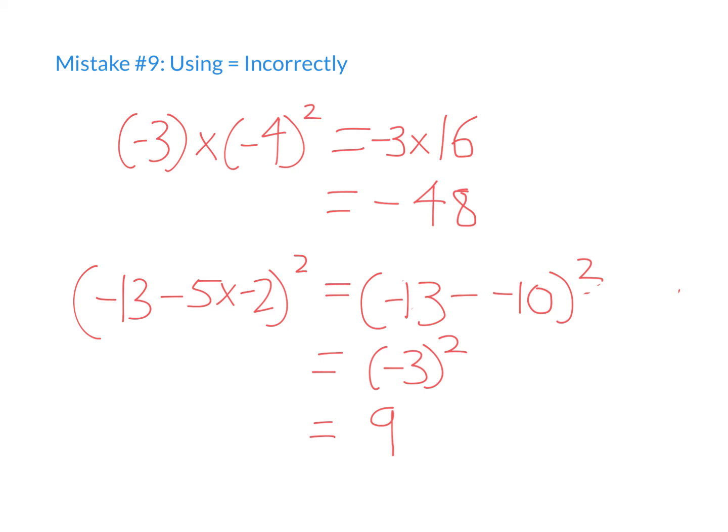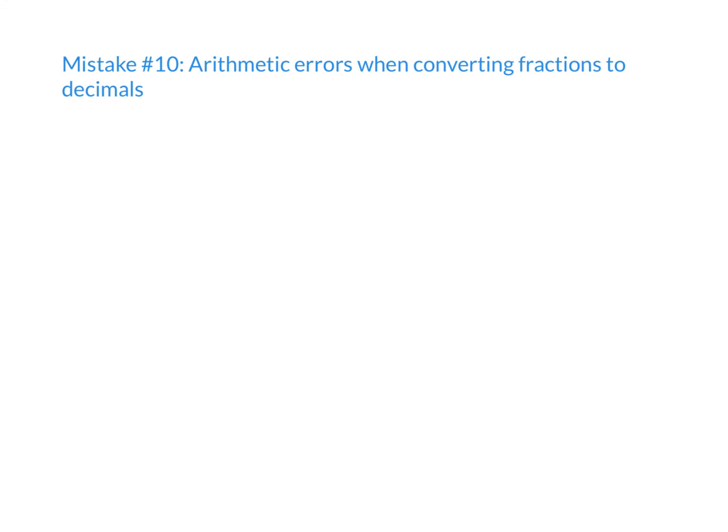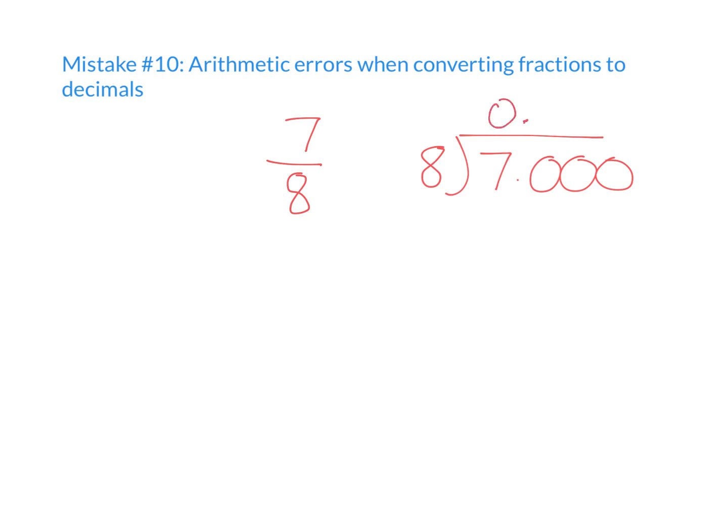All right, let's move on to the next mistake. So the next mistake is making arithmetic errors when converting fractions to decimals. So if I have 7 over 8 and I want to convert it to a decimal, it's 8 into 7. It's always what goes on the bottom of the fraction that goes outside. So we go 8 into 7 is 0 times remainder 7.